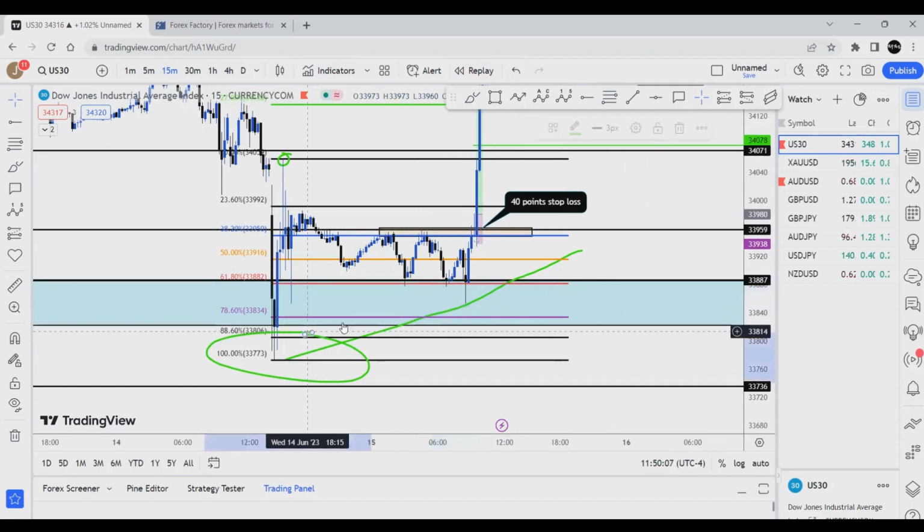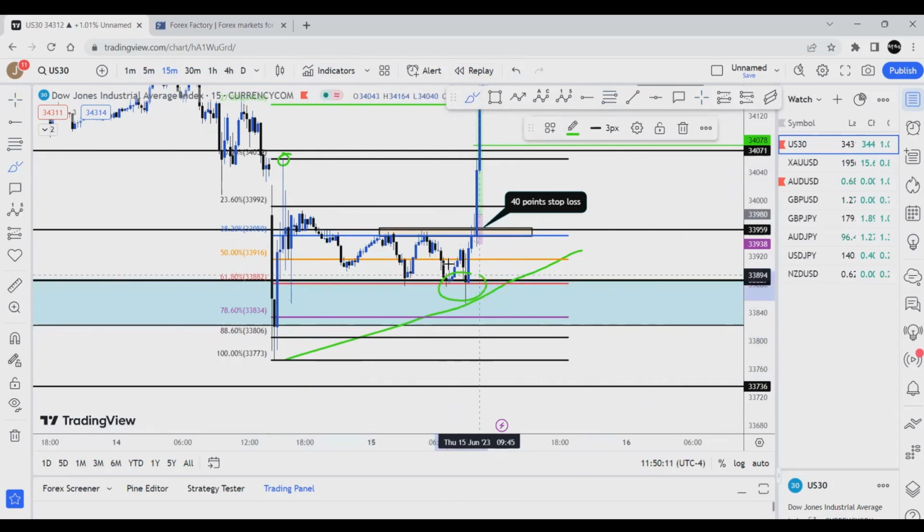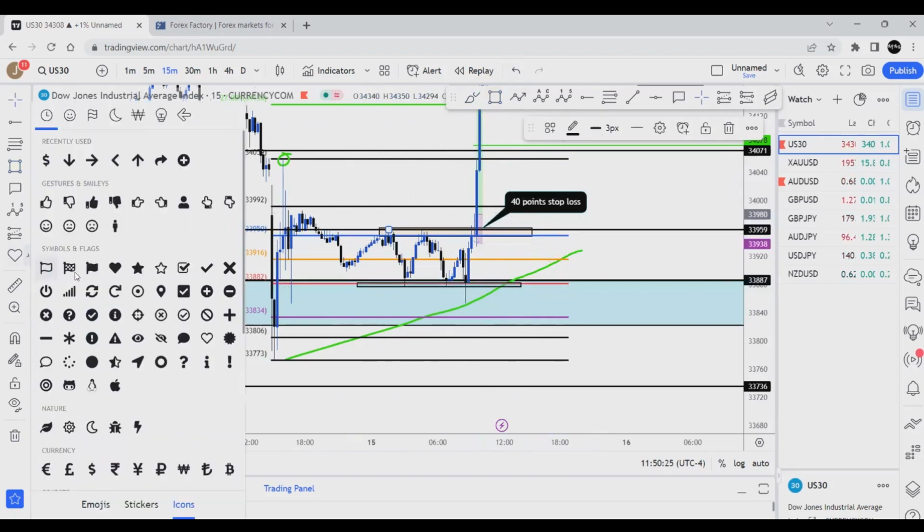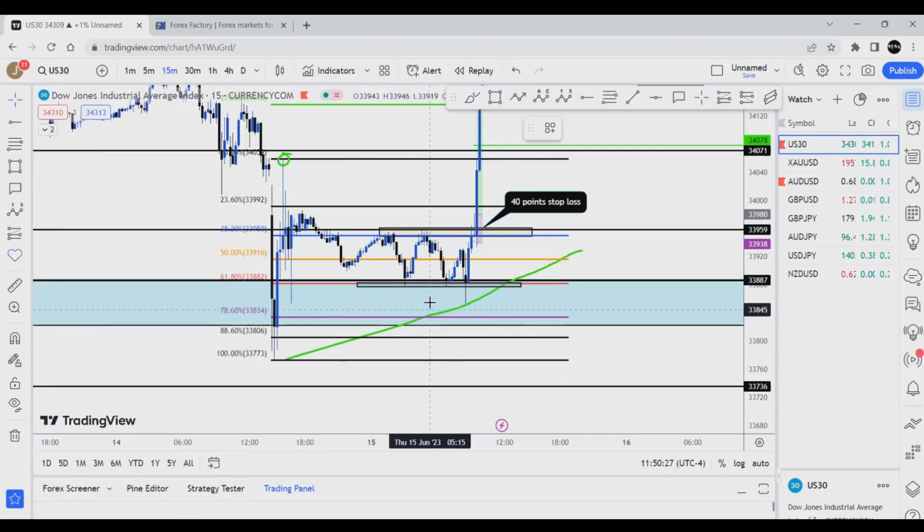Then I noticed price retraced to that 618 over here, right? So not only did price retrace to the 618, we also had liquidity here. Double bottom here, so we had liquidity on both sides. We had liquidity on the downside over here.